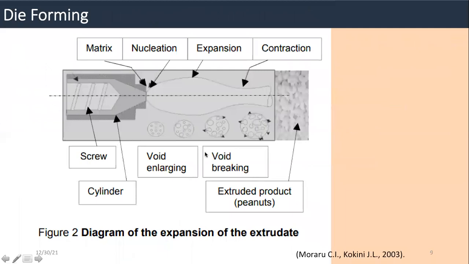And die forming, you can see the pictures inside the die. This is the nucleation happening here, then expansion. What is the reason for expansion? Water molecules absorb energy as temperature and are removed as water vapor or steam. As a result of that, the temperature will decrease and it turns back to the glassy state, and the stabilized texture can be obtained.